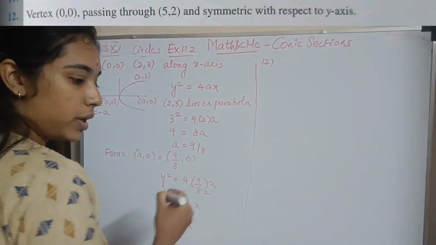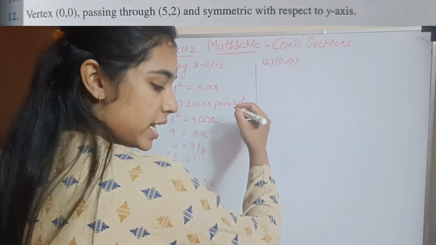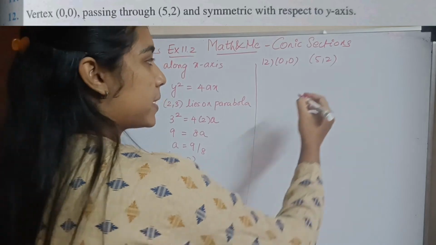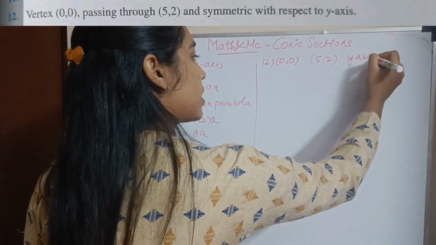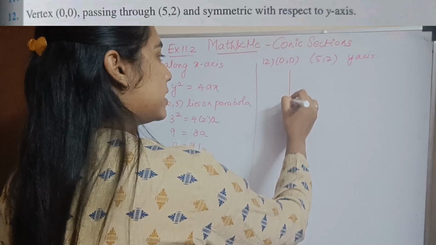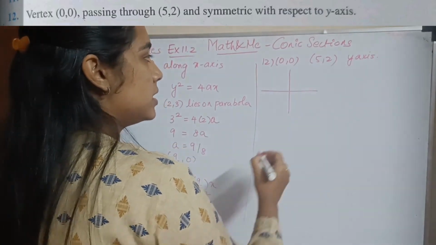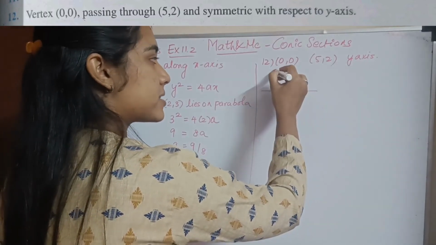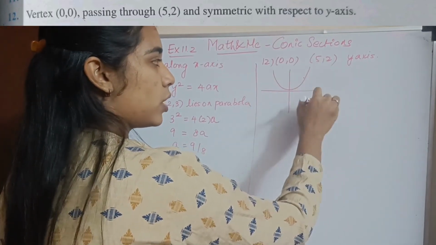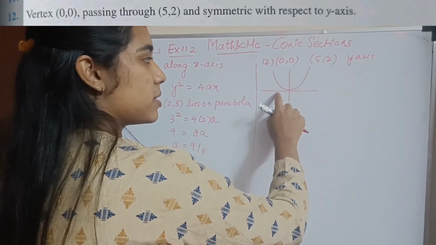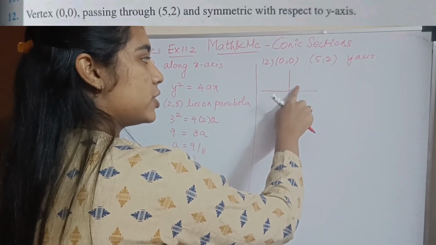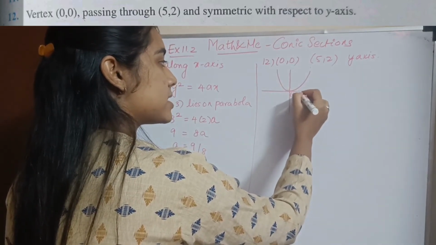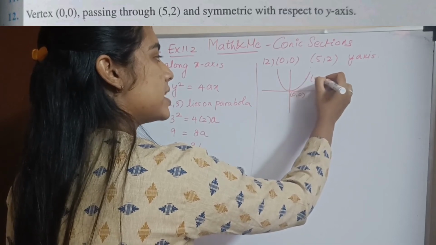Similarly, question number 12. The vertex is 0, 0 and passes through the point 5, 2 and is symmetric with respect to the y-axis. Okay. So how does your parabola look? 5, 2 lies somewhere here. Again, it is symmetric along the y-axis. So you have this parabola. You have to rule out this parabola. It is symmetric along the y-axis. You just make it touch the origin, because the vertex is 0, 0 and this point is 5, 2.